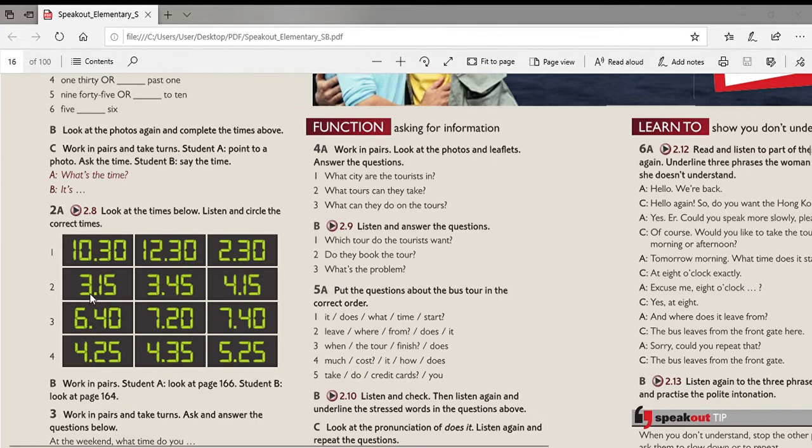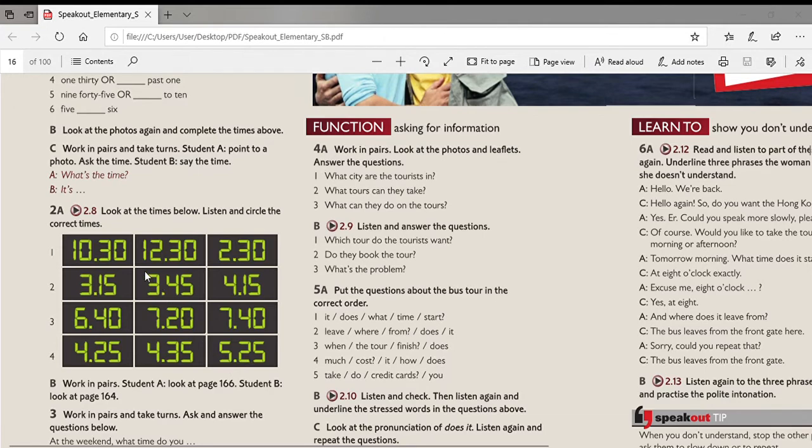Second row: 3:15, 3:45, 4:45, 4:15. Third row: 22:07, 20:07, 22:08. The last row: 4:25, 4:30. Here we have 25 minutes. 25 to 5, 25 past 5.